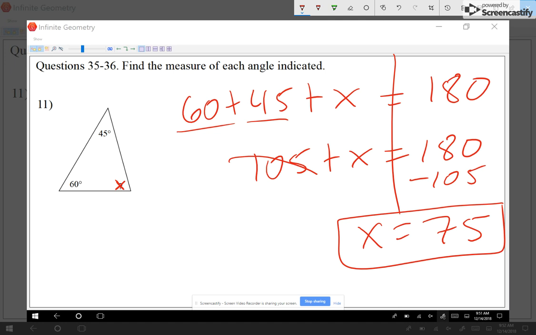And you have 2 of these on the final. Any questions on these? No?